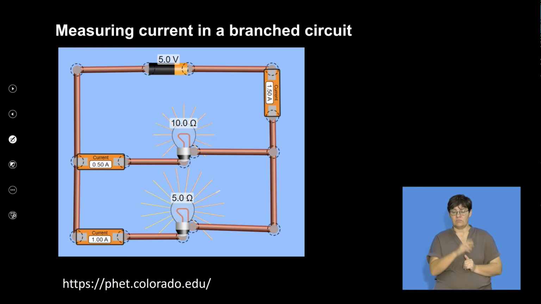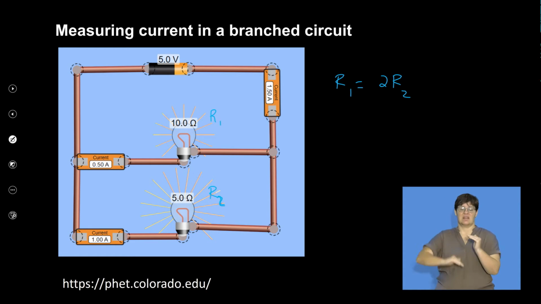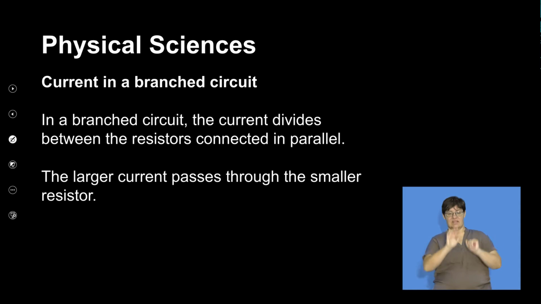You realize that R1 is half R2. Okay, so in this case, if we say this is R1 and this is R2, we are saying that R1 is equal to twice R2. There's more current where there's lesser resistance, but the total current of 1.5 amperes is split between the 10 ohm and the 5 ohm resistor. Very, very important. So in a branch circuit, current divides, that's a fact, between the resistors connected in parallel.